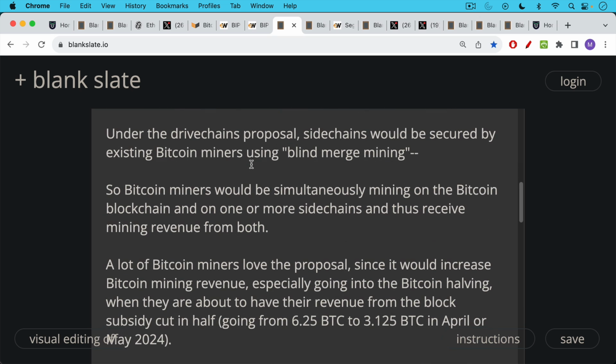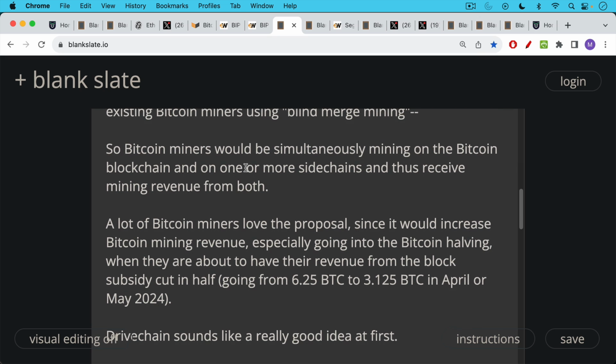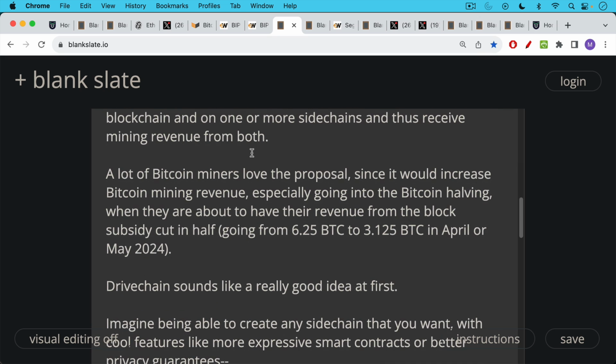Now, a lot of Bitcoin miners love this proposal since it would increase Bitcoin mining revenue, especially going into the Bitcoin halving when they're about to have their revenue from the block subsidy cut in half from 6.25 BTC to 3.125 BTC. And that halving's going to happen sometime next year at the end of April or early in May, it looks like, depending on how fast the blocks come in between now and then. So Drivechain sounds like a really good idea at first.